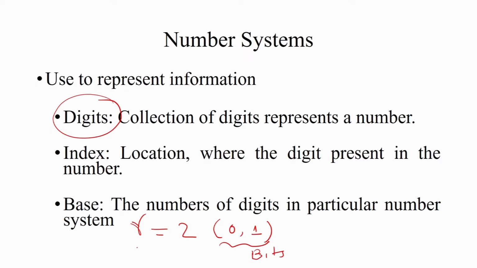Similarly, when the base value R is equal to 10, we can say that it is a decimal number system, because a total of 10 digits are used to represent any number, like the digits 0, 1, and up to 9. So the value of R is equal to 10, and that's why it is called the decimal number system.